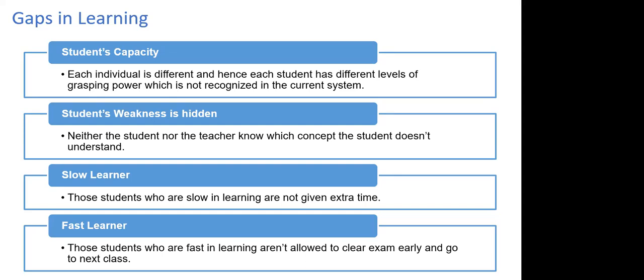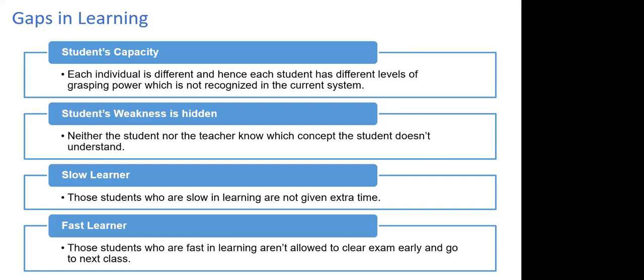Otherwise, others will lose their existence, their relevance. Each and every individual is different, and they have very, very unique qualities in themselves. Each and every student has a different level of grasping power in terms of learning something, which is not recognized in the current system.